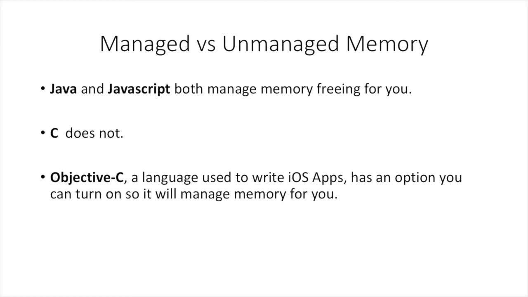A language like C, for example, does not. Another language called Objective-C, which you can use to write iOS apps, has an option so you can turn it on and it will manage the memory for you. So you can see that it's not always all black and white. Sometimes things can be turned on, for example.